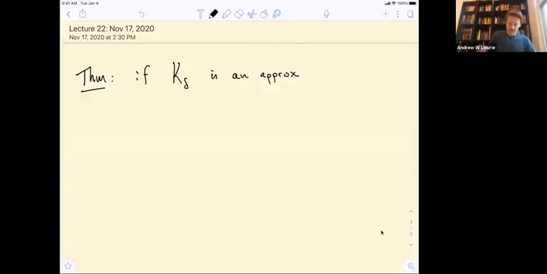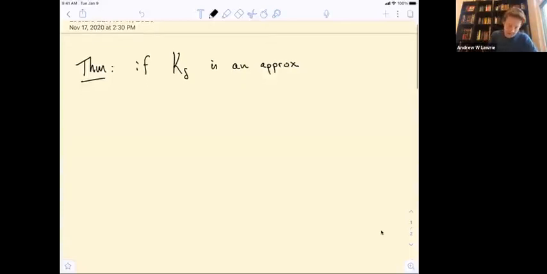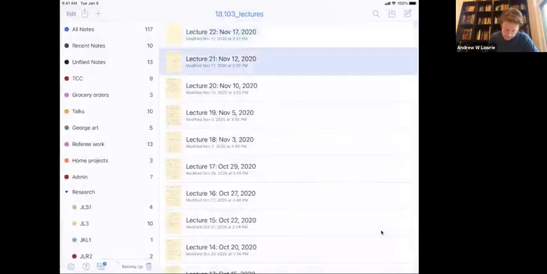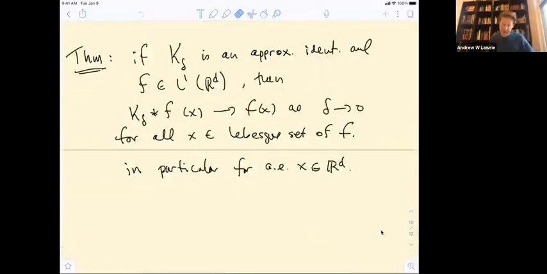Okay. So actually maybe I'll just include this in the previous lecture because I stated the theorem already. I'll start this lecture with Hilbert spaces. Okay, so we stated this theorem last time.